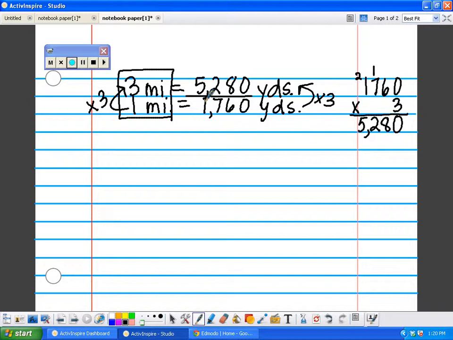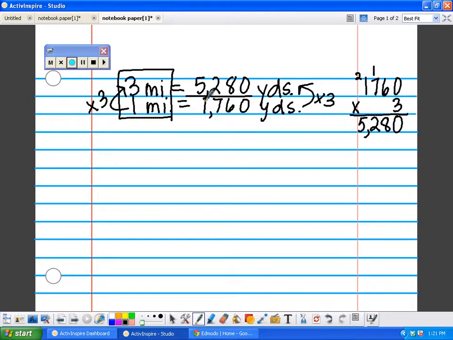How many yards is a football field? 100 yards. How many football fields would that be with 5,280 yards? 3 football fields would be 300. What would 10 be? 1,000. So 10 would be 1,000. And 2 tens would be 2,000. 3 tens would be 3,000. 5 tens would be 5,000. So what's 5 tens? 50. About 52 football fields. Phew.